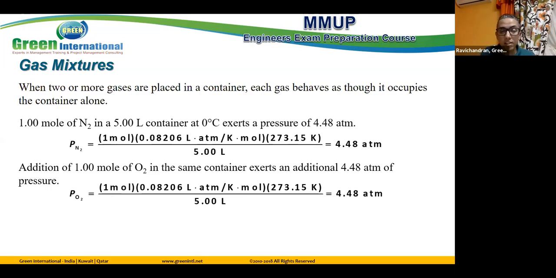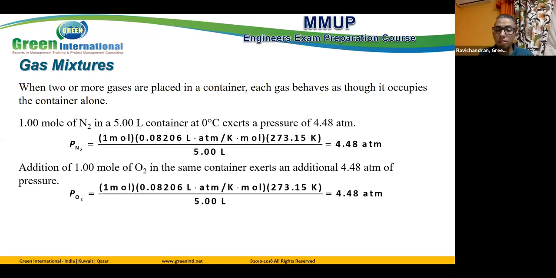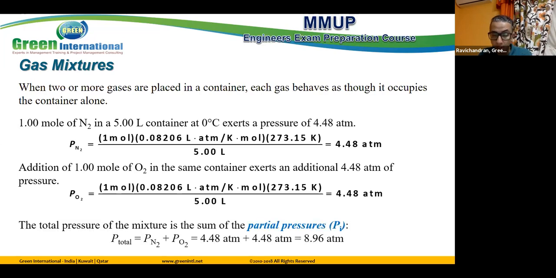But at the end, what is the pressure for air, which includes oxygen and nitrogen? So we are going to directly add the first one and the second one. So it's 4.48 plus 4.48. That is okay.